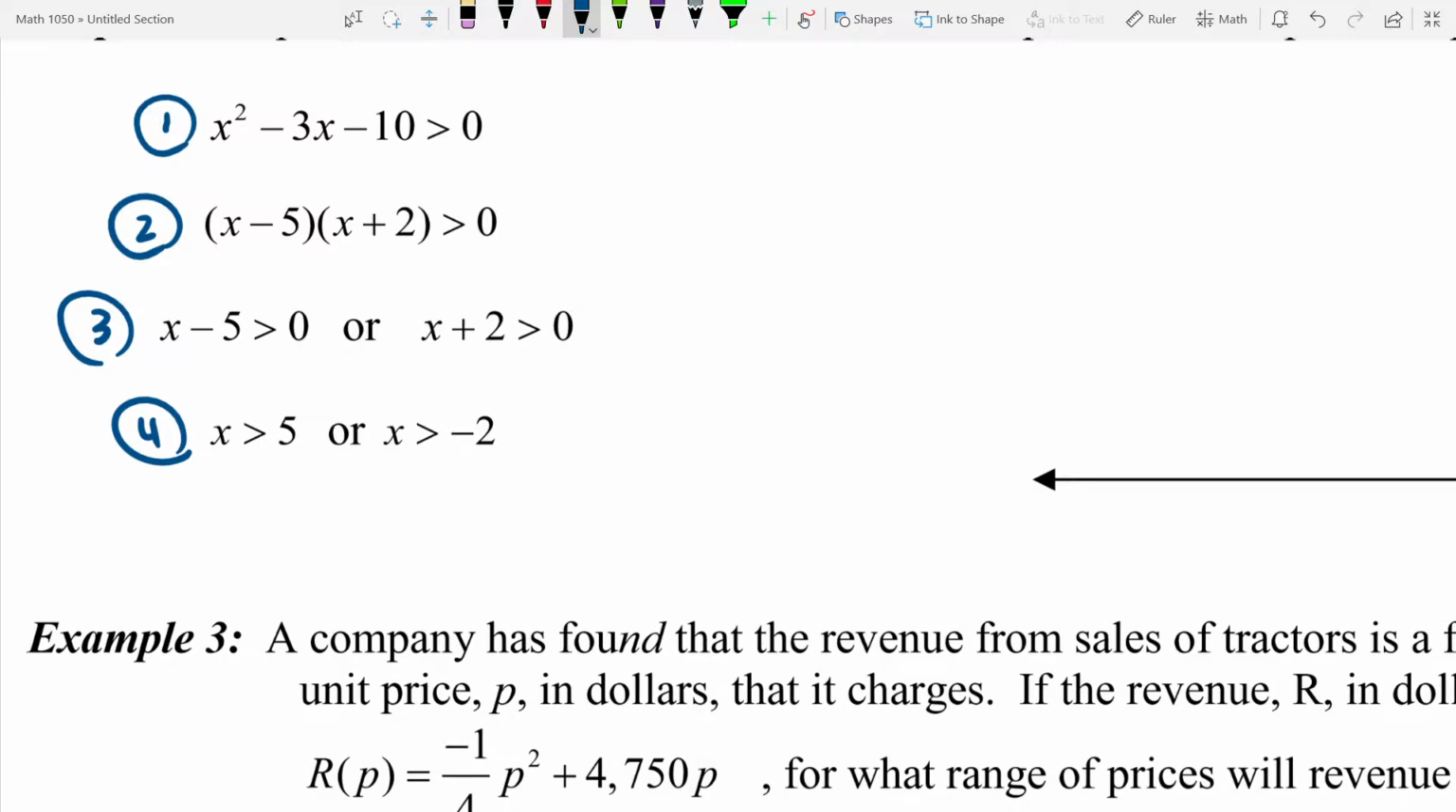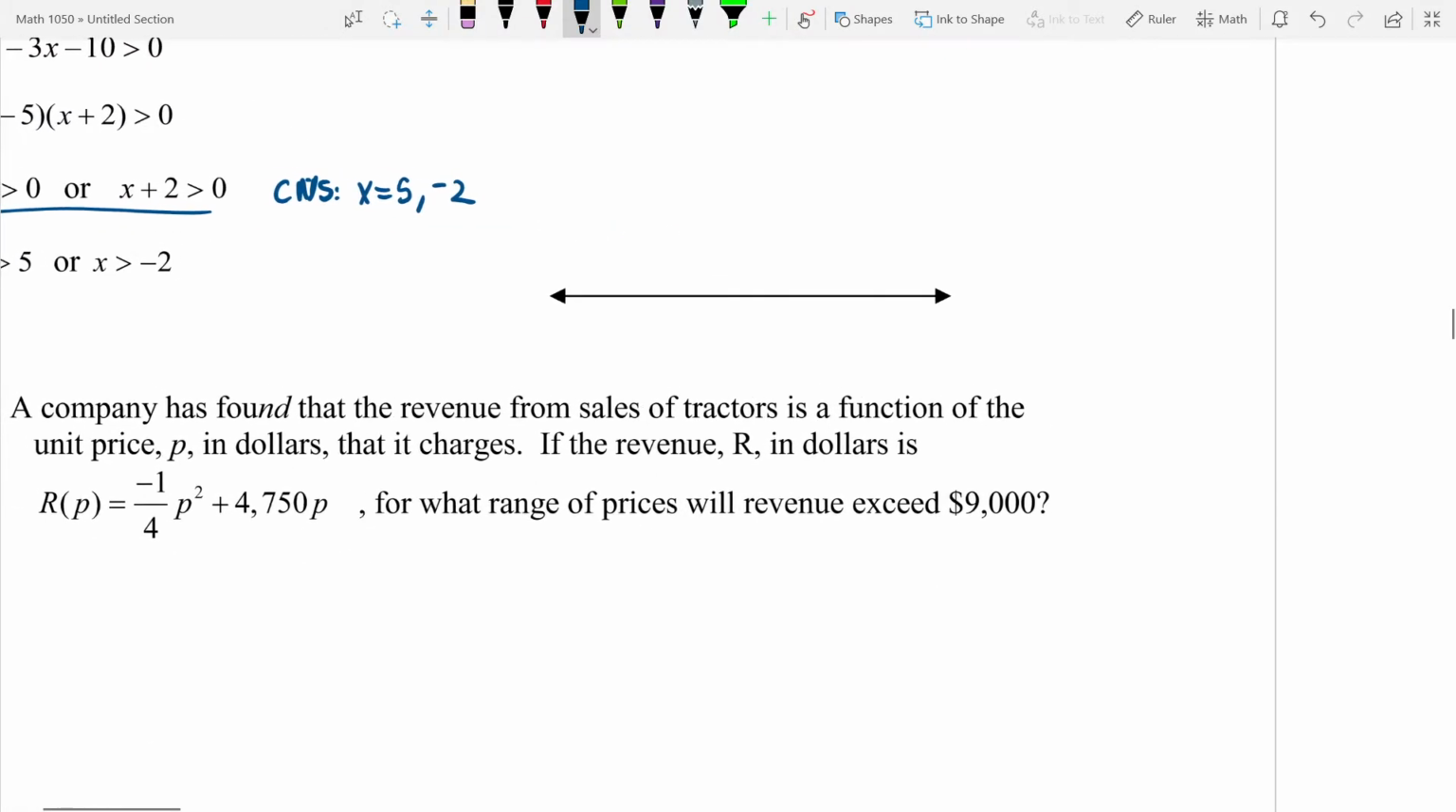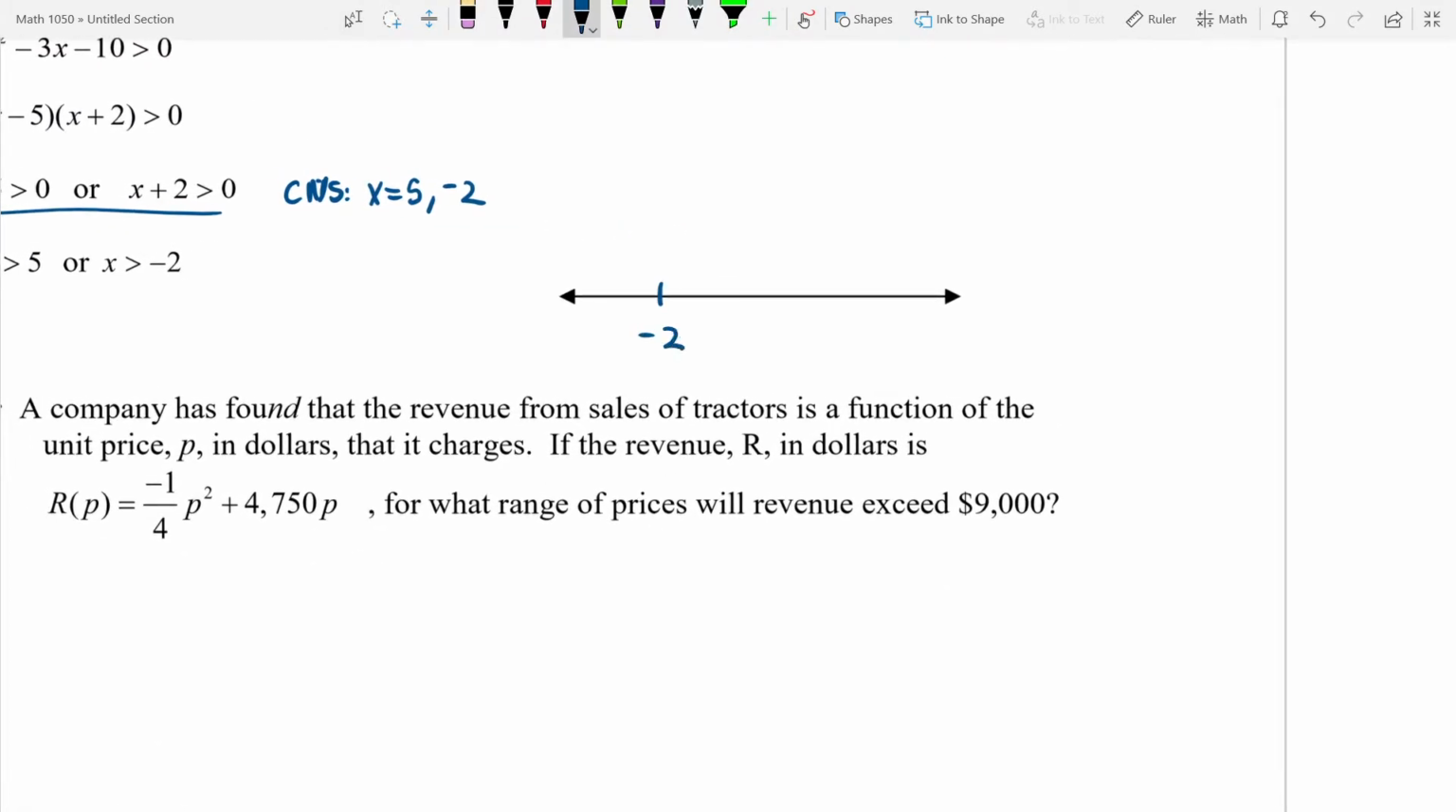What line? Line 3. Step 1, everybody in the room, tell me step 1. Make it right 0. Step 2, tell me, don't look, just tell me. Factor. What's step 3? Critical numbers. You don't do this. So you go, my critical numbers are, let's do it correctly. X equals 5 and negative 2. Go to your number line. Negative 2, positive 5. No equal sign. Open.